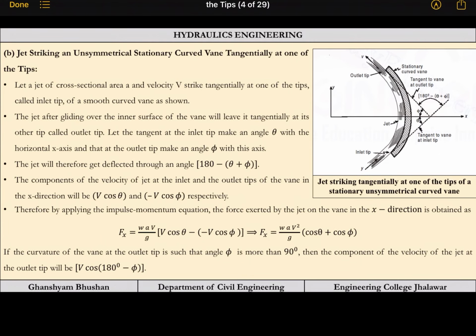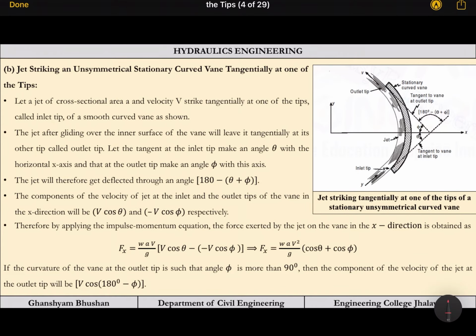Now let us see the second case, when the plate will be moving with a velocity. No, that will be our next case, but here we are discussing the jet striking an unsymmetrical stationary curved vane tangentially at one of the tips. So what is the difference here? In the previous case, the fluid was hitting at the center and the vane was symmetrical, but here the vane is non-symmetrical and the fluid is hitting somewhere here.